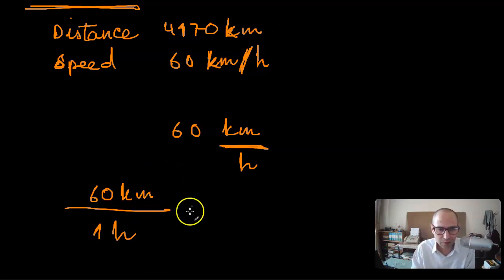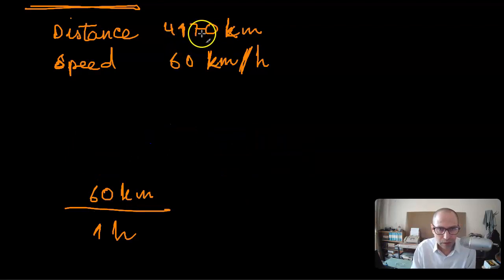So this is essentially a proportion, right? And this is, of course, assuming that the speed remains constant, meaning it doesn't keep changing. It just remains 60 kilometers per hour. If that is the case, then in 1 hour the bus has covered 60 kilometers, in 2 hours twice that distance, in 3 hours thrice that distance, and so on, right? So now I can use the same proportion to know how long it took the bus to cover this distance of 4,170 kilometers, right?